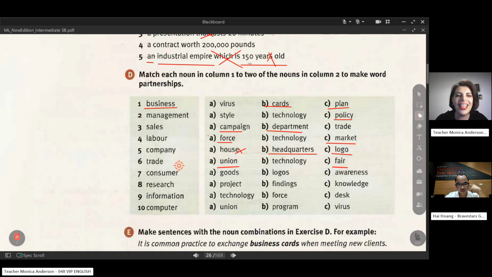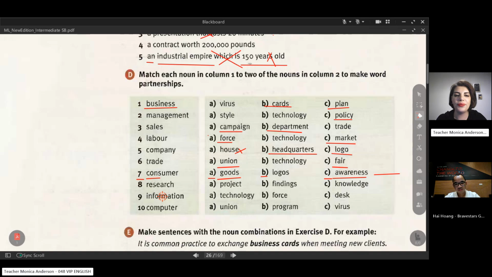Consumer goods. Yeah, okay, so it's a bit confusing here, but we have one number, the first word, and we need to choose from A and B and C in the same row. Okay, here, for example, consumer goods, of course, and consumer awareness, of course.